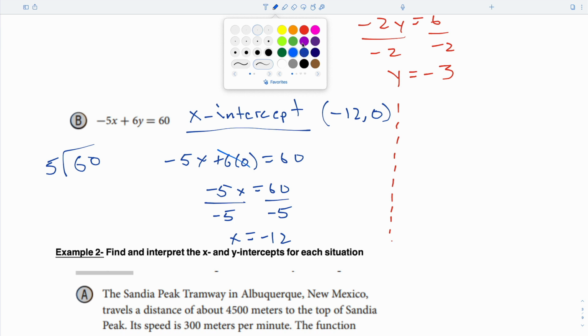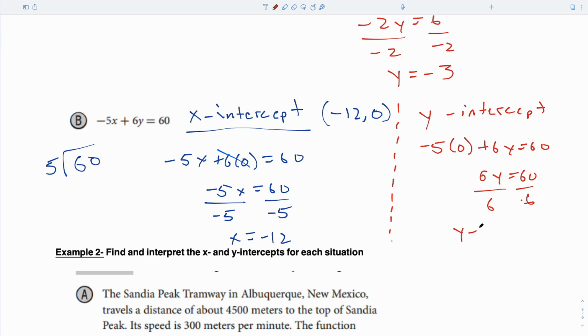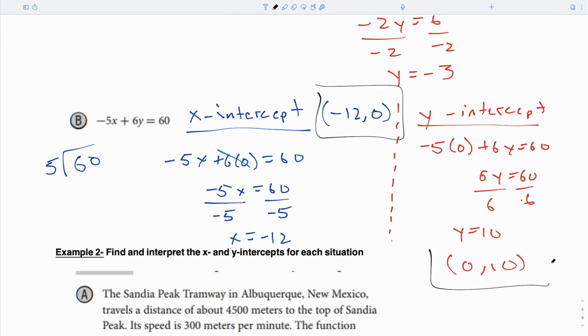Ava T, what is going to go in for 0 when I find the y-intercept? Yeah, x becomes 0. So negative 5 times 0 cancels it, plus 6y equals 60. 6y equals 60. Adam, what is the value of y? What's the y-intercept going to be? Yeah, you got it. Okay, so you found the x-intercept, circle it. The y-intercept, circle it. And you're moving on.